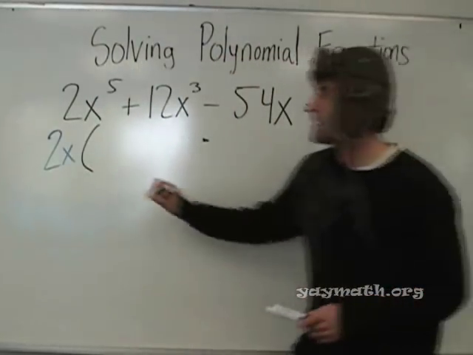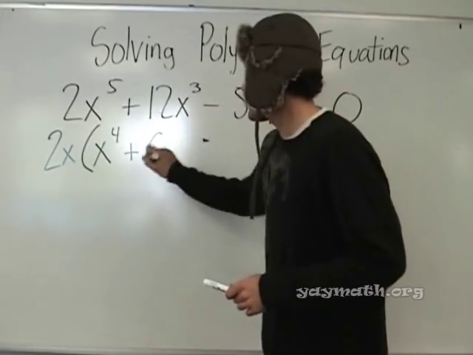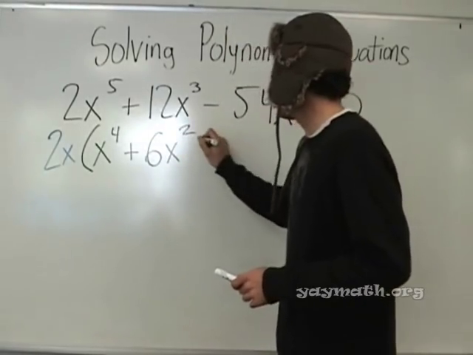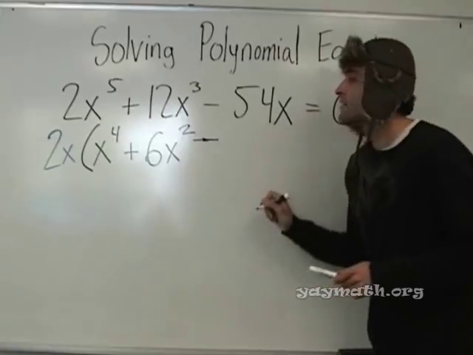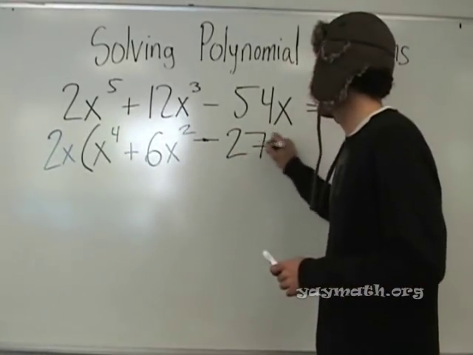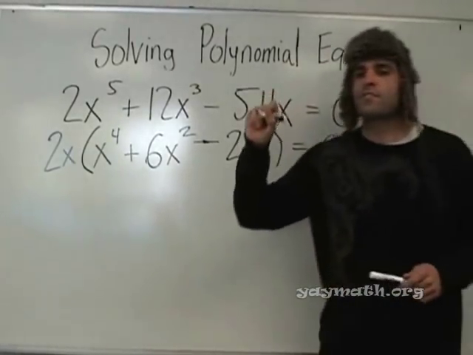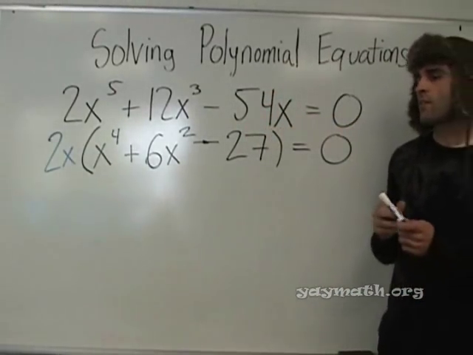x to the 4 plus 6x squared minus 27 equals 0. Good. Questions so far? It's the last one. It's going great.